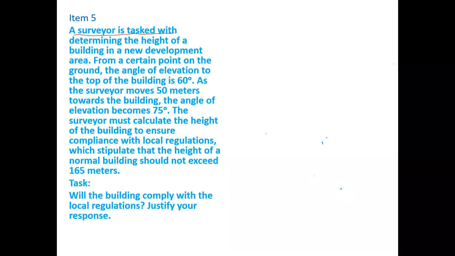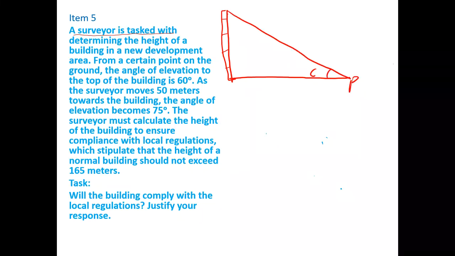Now here we have our task. From a certain point on the ground, the angle of elevation to the top of a building is 60 degrees. Here I have my building, this is our building, and on the ground I see the first point. Assume this is point P. The angle is 60 degrees.